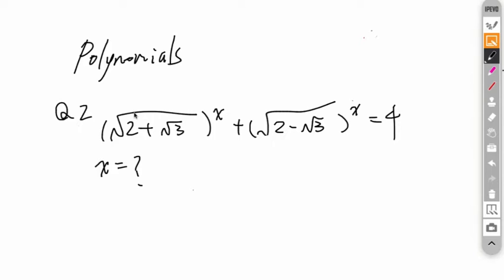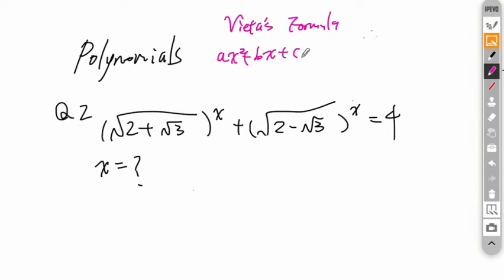To solve this problem, we have to talk about something called the Vieta formula. By the way, you can pause the video at any time if you want to solve this problem by yourself. Okay, back. Vieta's formula says that if there's a quadratic equation that looks like this, the sum of the 2 roots will be minus b over a, and the product of the 2 roots will be c over a.